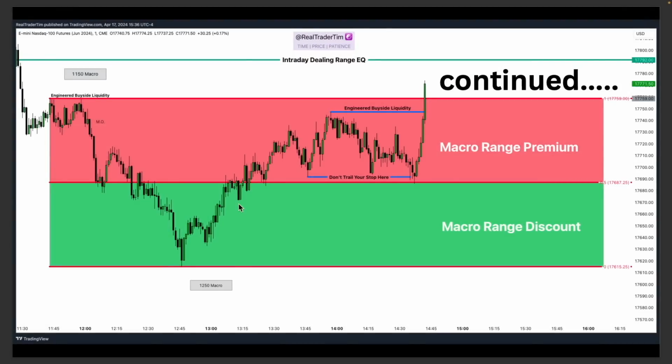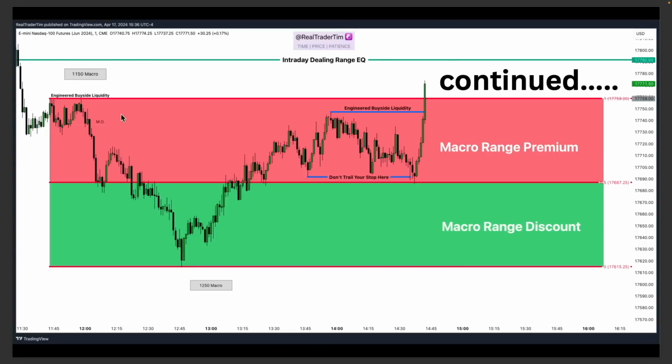Okay, and now we're sticking with the same example that you saw from the previous chart, but I removed the annotations and I want to discuss what you see here, the macro range premium, the macro range discount. Now, if you look at the upper portion of the screen where my cursor is, I have a line labeled intraday dealing range equilibrium, okay? So of course, this is the 1150 macro. Before that, we were selling off. If we're looking at the entire intraday range from 930 to the high, since we were bearish in the initial portion of the AM session, we can measure that whole range. We can try to get to equilibrium and get those extra few points.